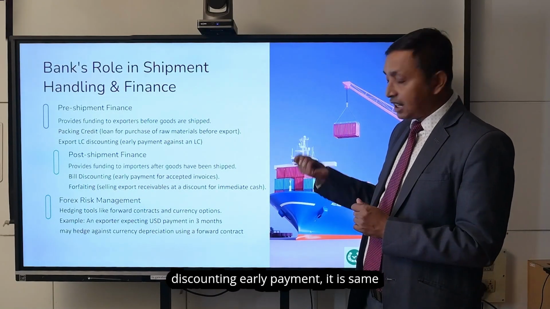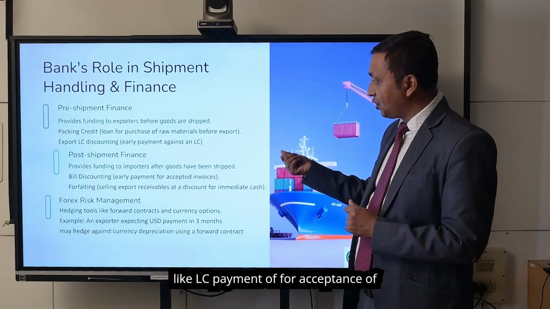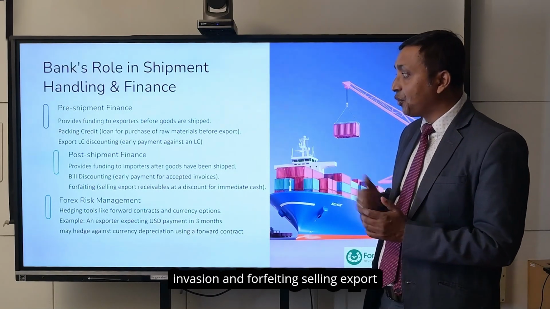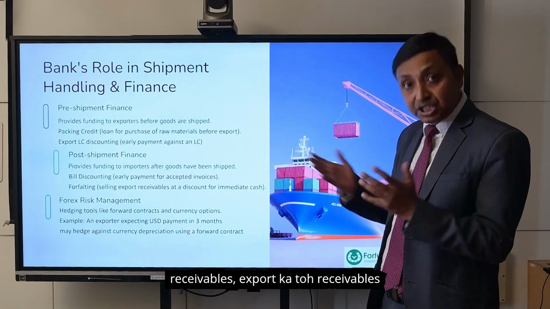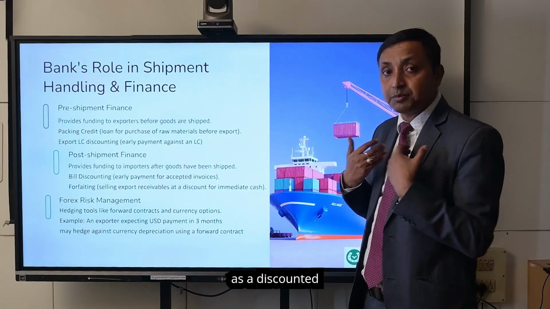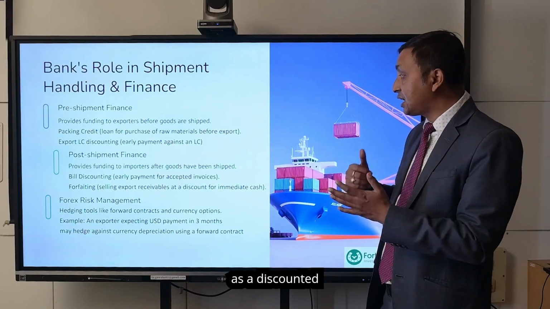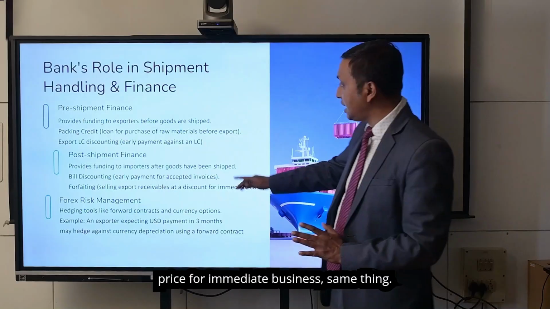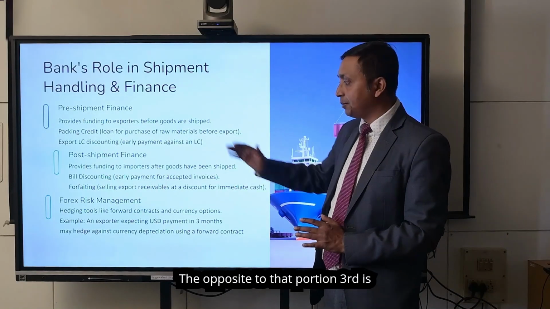Bill discounting, early payment, it is same like LC. Payment of for acceptance of invoice and forfeiting. Selling export receivables. Export का जो receivables है, अब आपको तो पैसा मिलेगा at a discounted price for immediate business. Same thing. ये opposite होता है post shipment.